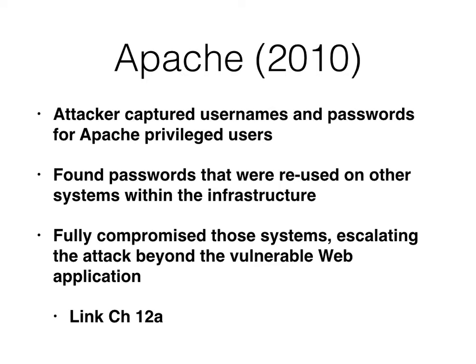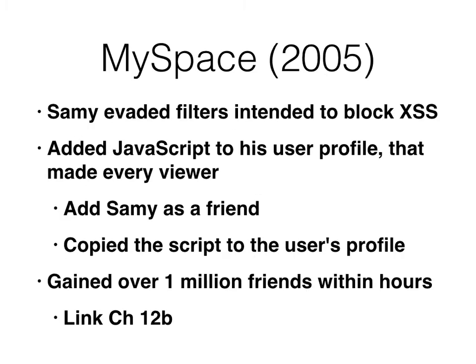And so he got a whole series of administrators' usernames and passwords, people who were expecting to upload code to the project. So he found passwords that were used on other systems in the infrastructure, and he fully compromised those systems and took over the whole mess, not just the Apache project and their code, but all their servers and everything. It was pretty gruesome. And it all started with cross-site scripting.